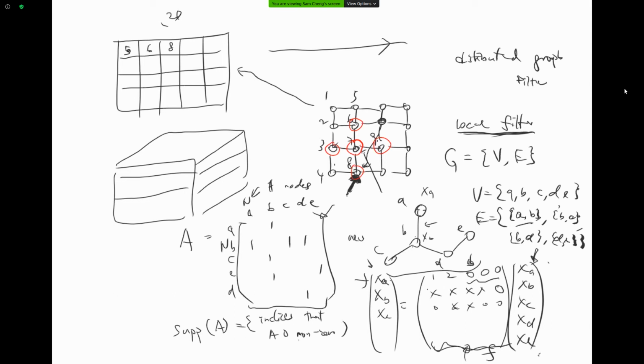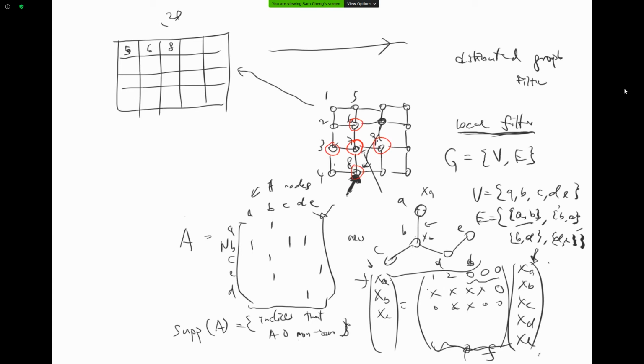So in that sense, it means that this filter is local. Let me find some space here, maybe I write here. F is local if and only if F_ij is non-zero only for ij in the support of A plus I. I use A plus I because I only allow the diagonal to be non-zero as well; I don't mind that being non-zero. And that's the distributed graph filter we are referring to here.